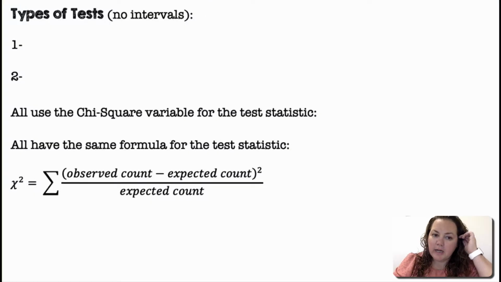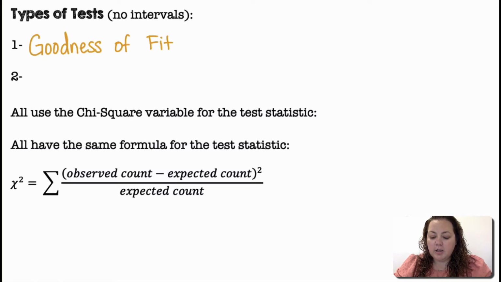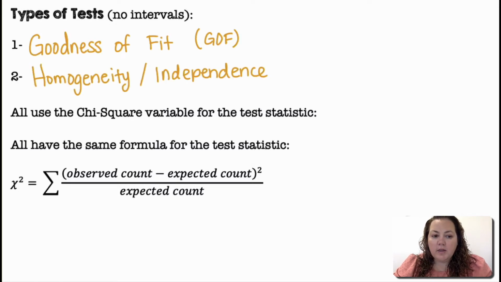All right, so the types of tests. There are no intervals for chi-square. There's goodness of fit, and then there are homogeneity and independence. They're a little bit different, but they kind of are together. A goodness of fit test is always going to have just one row of data, and homogeneity and independence are going to be put in a two-way table.